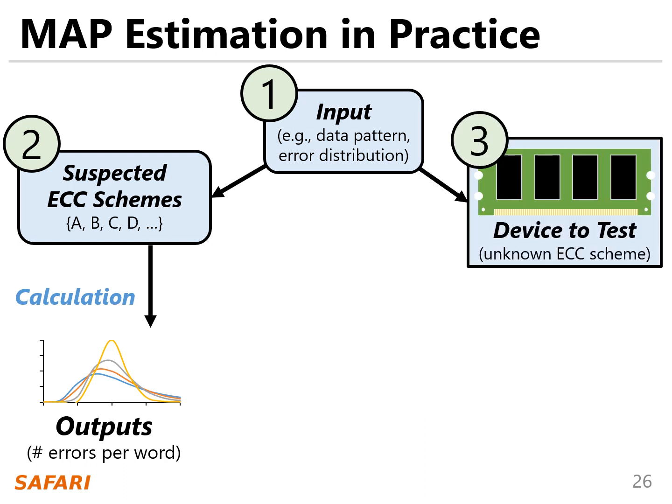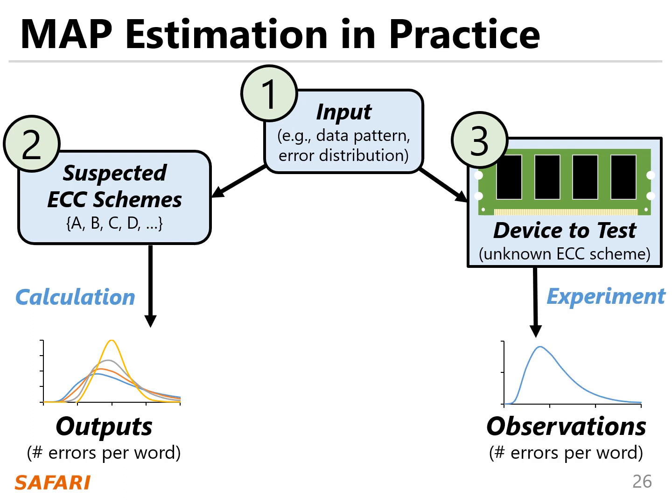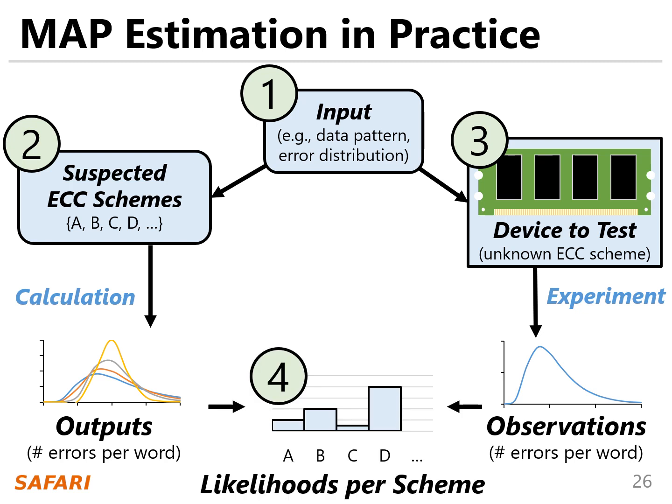The third step is to run experiments with a real device. And so we're going to test a DRAM device with an unknown ECC scheme. And when we do this, we apply the inputs, and this yields a set of observations, which are measured in the same way as the outputs from our calculation, essentially the number of errors per data word in the output. Now the fourth step is to compute the map estimation, and this yields a likelihood value for each ECC scheme we're considering. And so here in this example, we see that D turns out to be the most likely scheme because it has the highest likelihood.